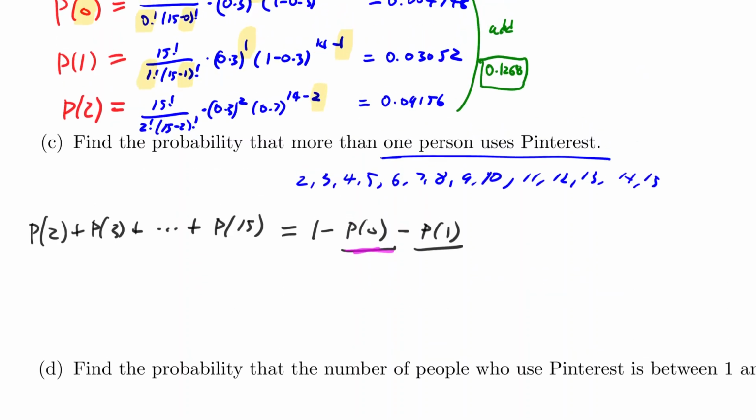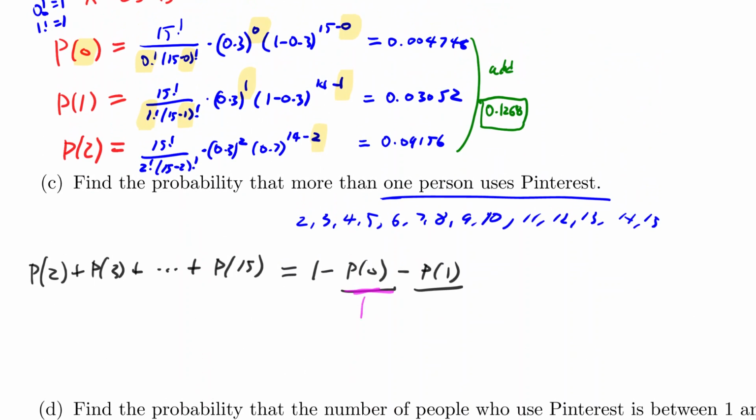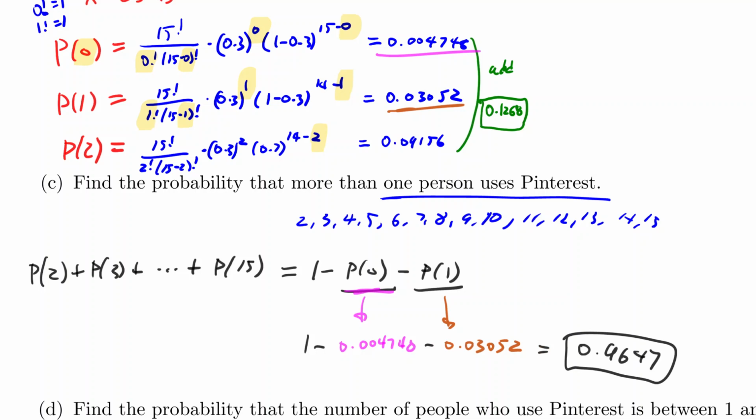So we already found these 0 and 1 earlier. Probability of 0 is 0.004748 from here, and probability of exactly 1 is 0.03052. So if I do 1 minus these two numbers, I get about 0.9647. So this is just a more efficient way of calculating rather than finding P of each of these individually so many times, right?